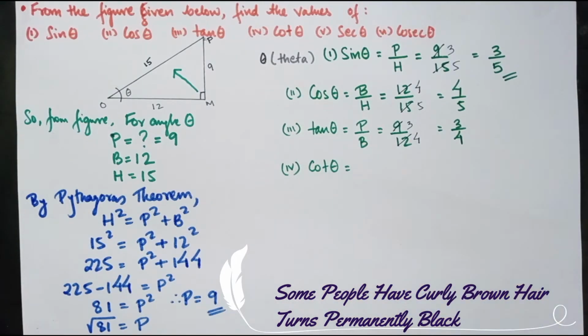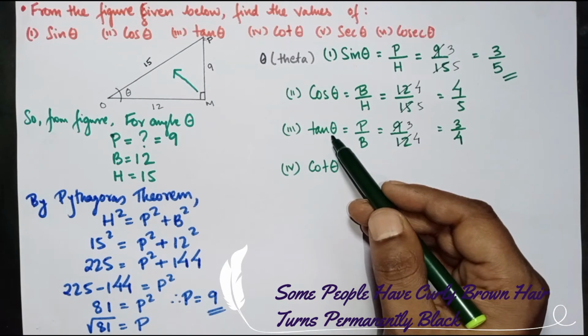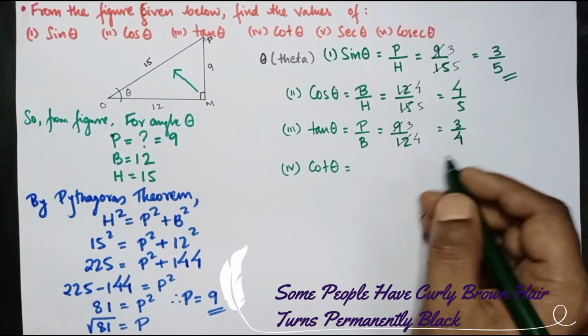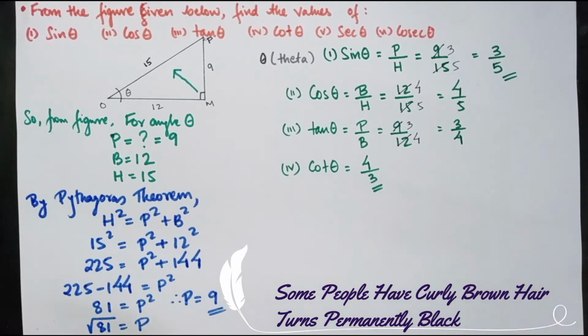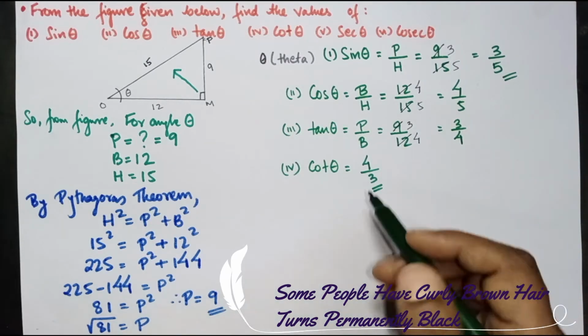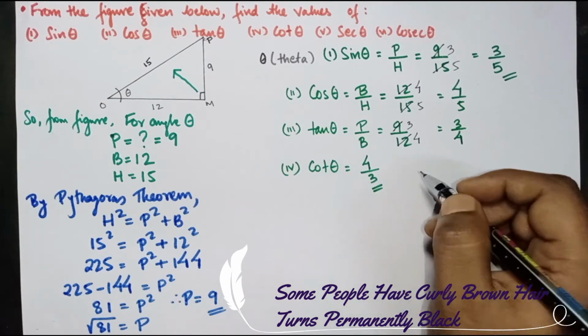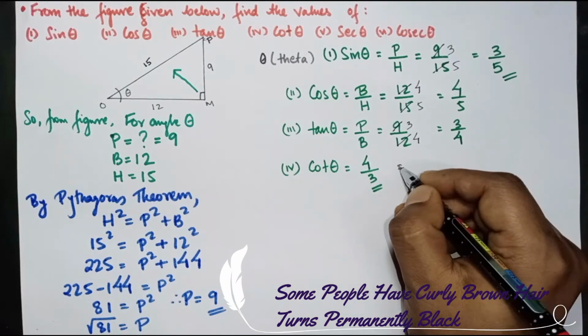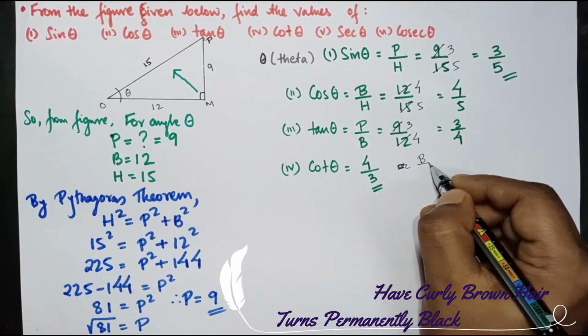Now number 4 we have cot theta. As you know, cot theta is the reciprocal of tan theta. So you can write it directly: the reciprocal will be 4 by 3. Okay, this is fine. Directly also you can write it, because cot theta is the reciprocal of tan theta. Or you can use the formula, or you can do it this way also. Reciprocal means it will be B by P.